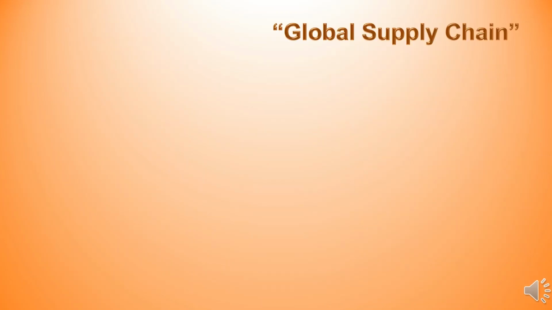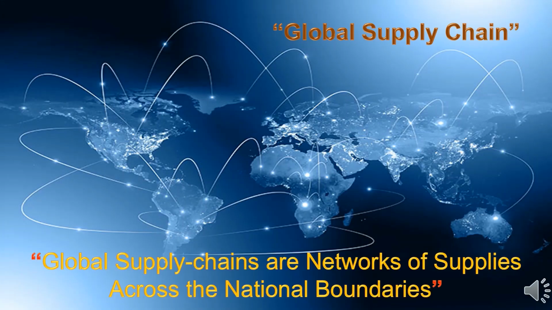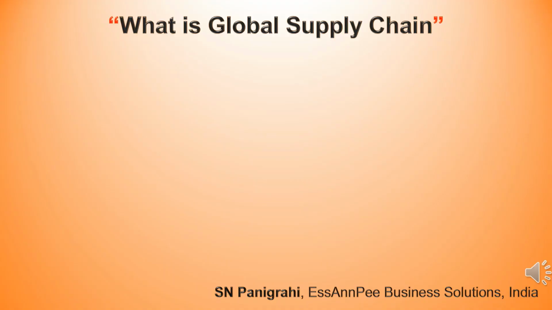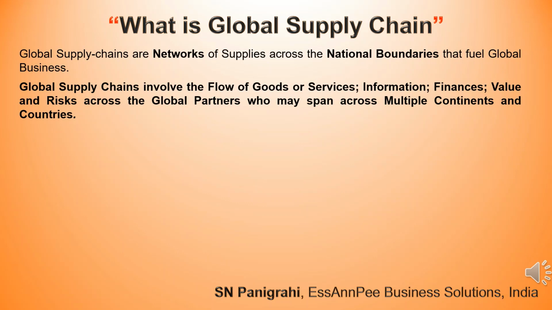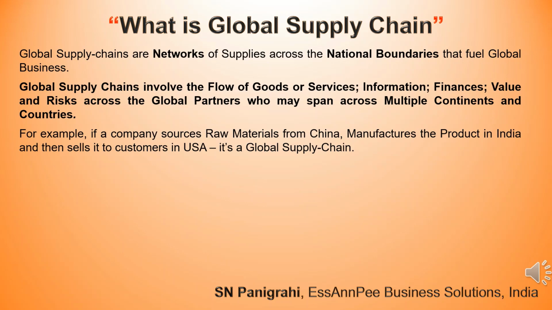Global supply chain. Global supply chains are networks of supplies across the national boundaries. Now let's understand what is global supply chain. Global supply chains are networks of supplies across the national boundaries that fuel global business. Global supply chains involve the flow of goods or services, information, finances, value and risks across the global partners who may span across multiple continents and countries. For example, if a company sources raw materials from China, manufactures the product in India and then sells it to customers in USA, it's a global supply chain.